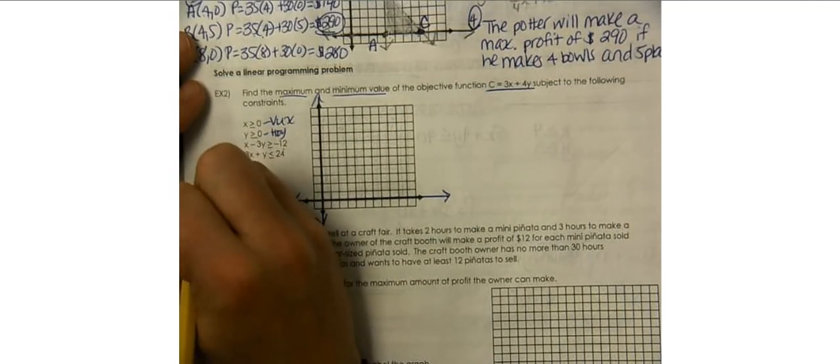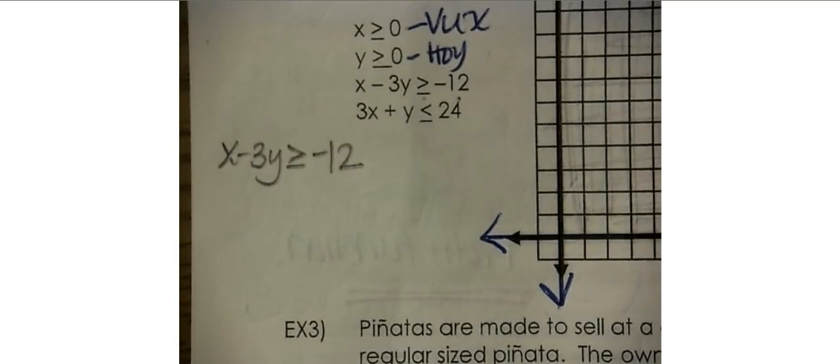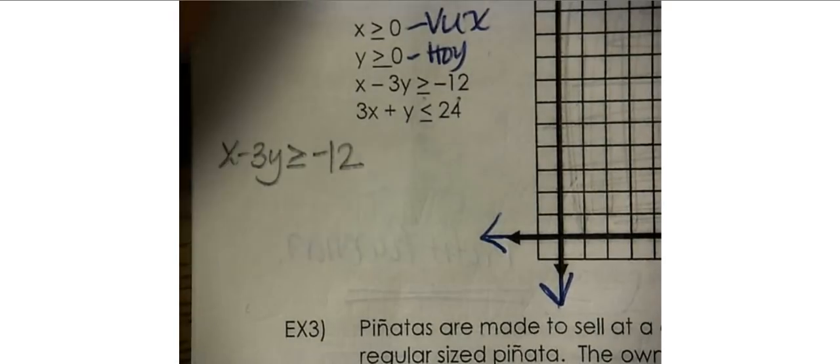And I'm going to change it to y equals mx plus b by solving for y. So I'm going to subtract x on both sides. I end up with negative 3y is greater than or equal to negative x minus 12. I'm going to divide every single term by a negative 3, and whenever you divide both sides of an inequality by a negative number, you flip the direction of the inequality, and this becomes y is less than 1/3 x plus 4.